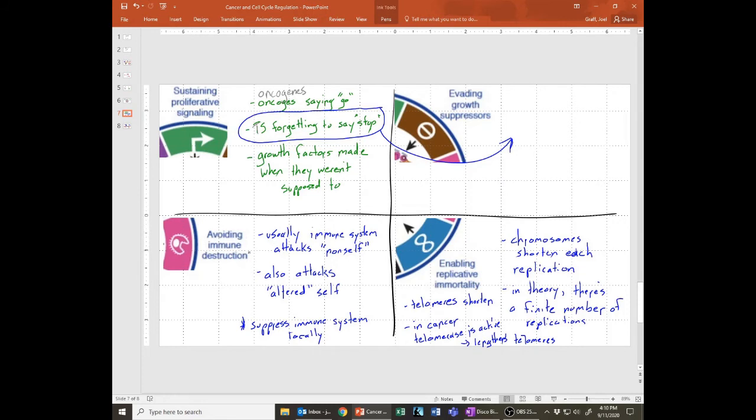Next, we've got avoiding immune destruction, and this is usually the immune system is thought to attack non-self, but what's interesting is that in recent years, recent decades I suppose I should say, we've come to realize that the immune system isn't just going to attack things that don't look like your body, but the immune system could also attack altered self, which is when your body cells turn cancerous, they might have some features different about them that the immune system could detect.